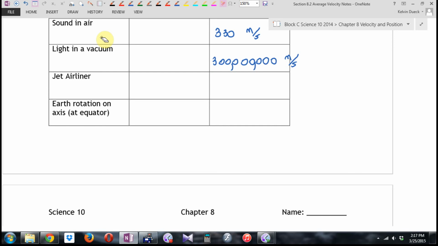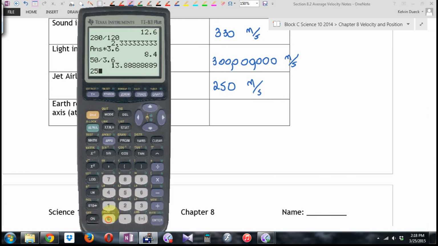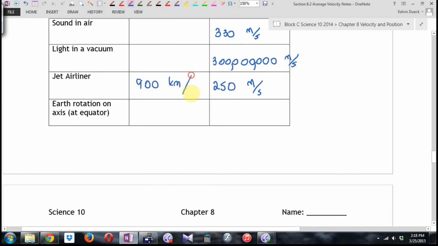Okay. How fast does a jet airliner go? Do jet airliners break the sound barrier? No, they're not allowed to. The only one that did for a while, the Concorde, which no longer runs, went about twice the speed of sound, and that was because it was over the ocean, and you weren't going to damage anything. So, what must they be less than? Okay. Jet airliners are around 900 kilometers an hour.